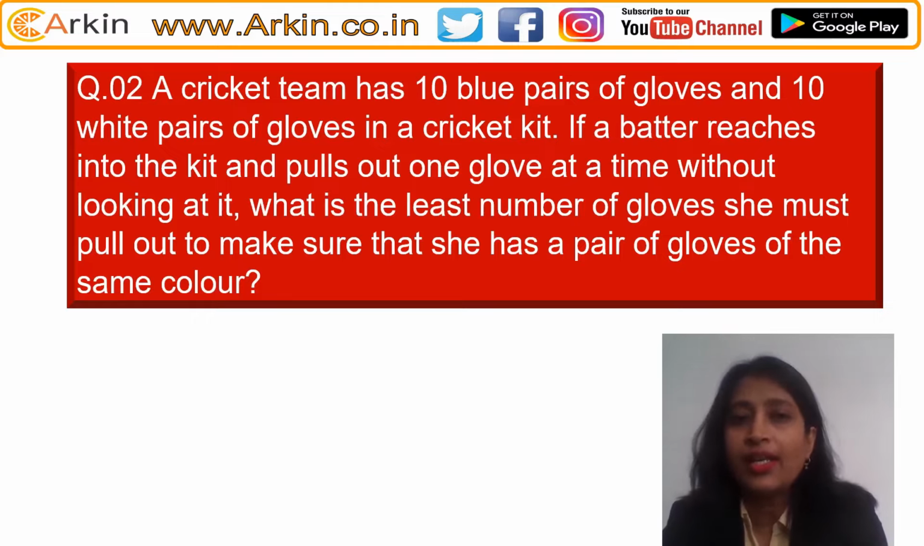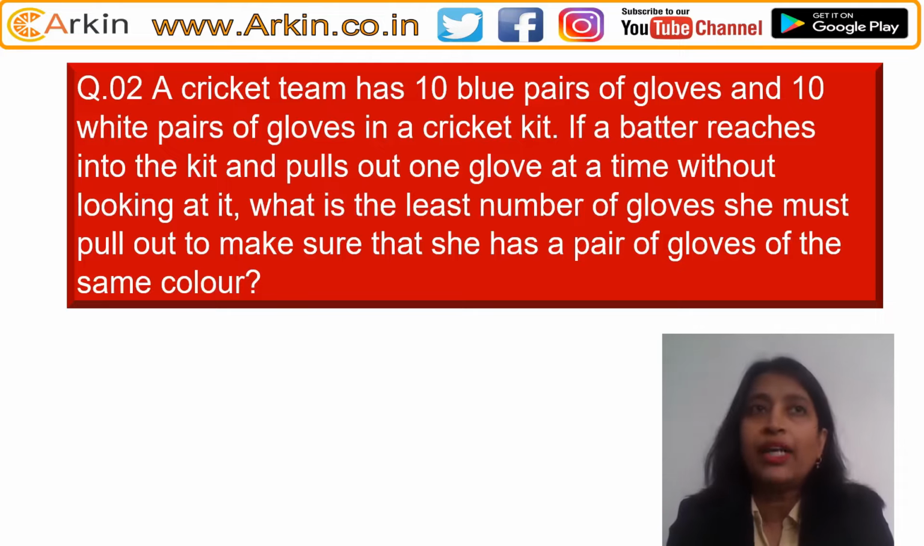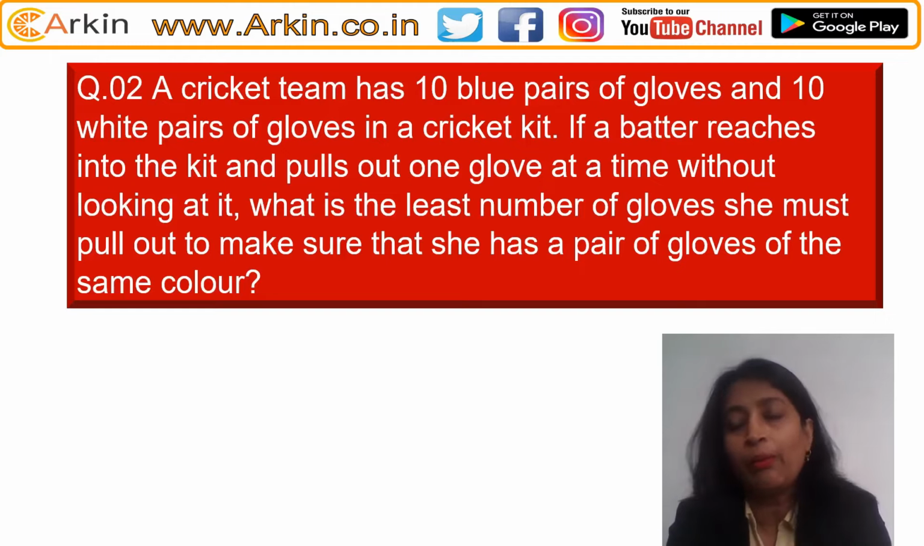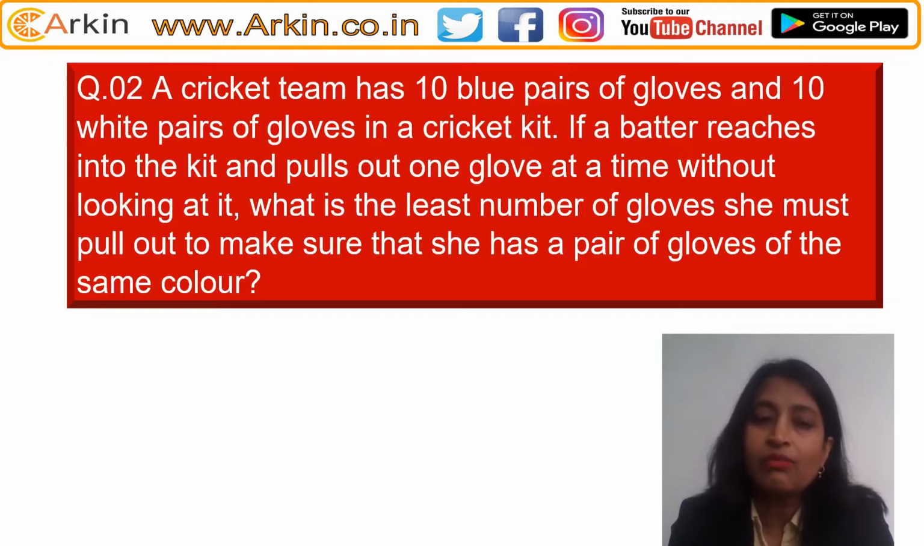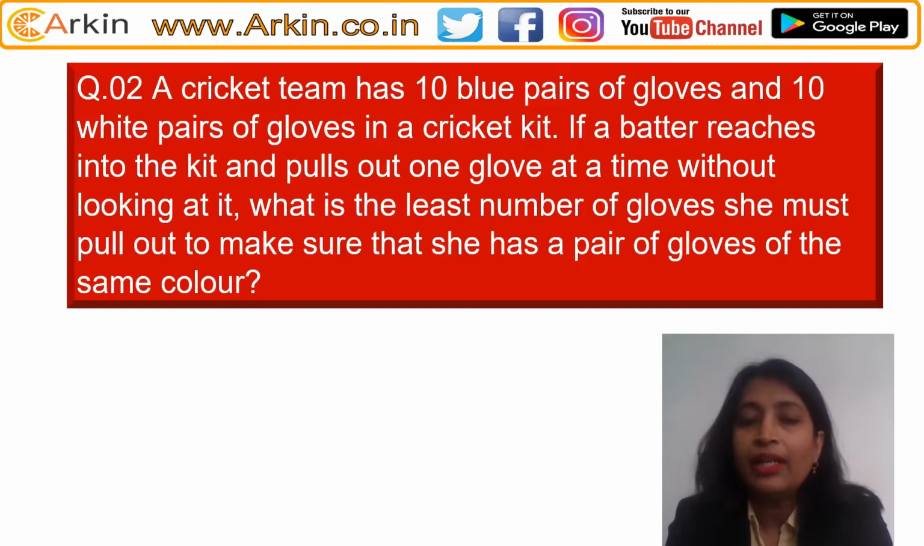See, in this question that lady, that cricketer, is pulling out gloves without looking at it. So that means it is a chance. Whether she gets a pair or not, that is a chance. So in this type of question, we have to eliminate all the worst possible cases, so that after eliminating the worst possible cases, whatever numbers are left, it is guaranteed that she will get a pair. Are you getting it? Let's move to the next slide to show you how it is done.